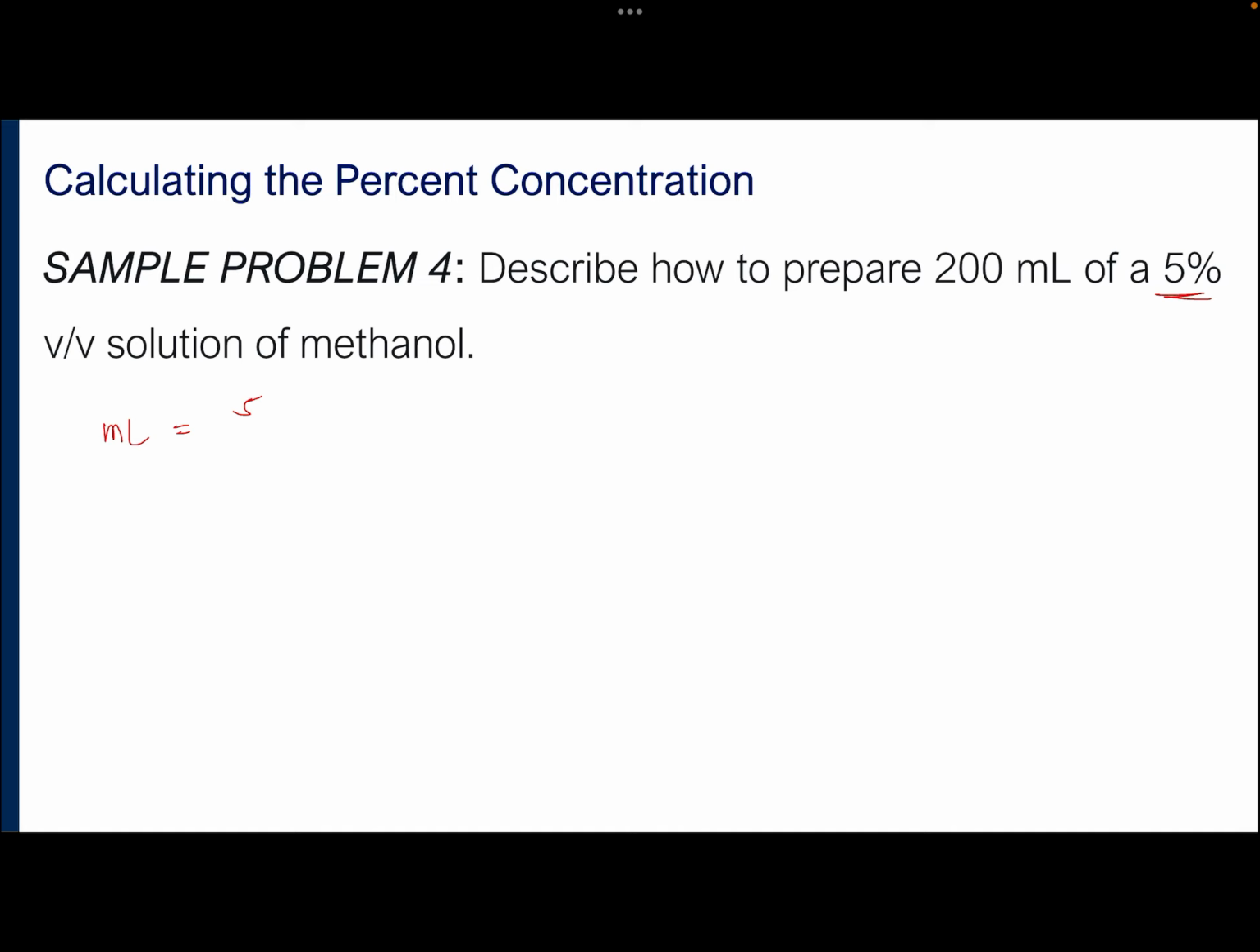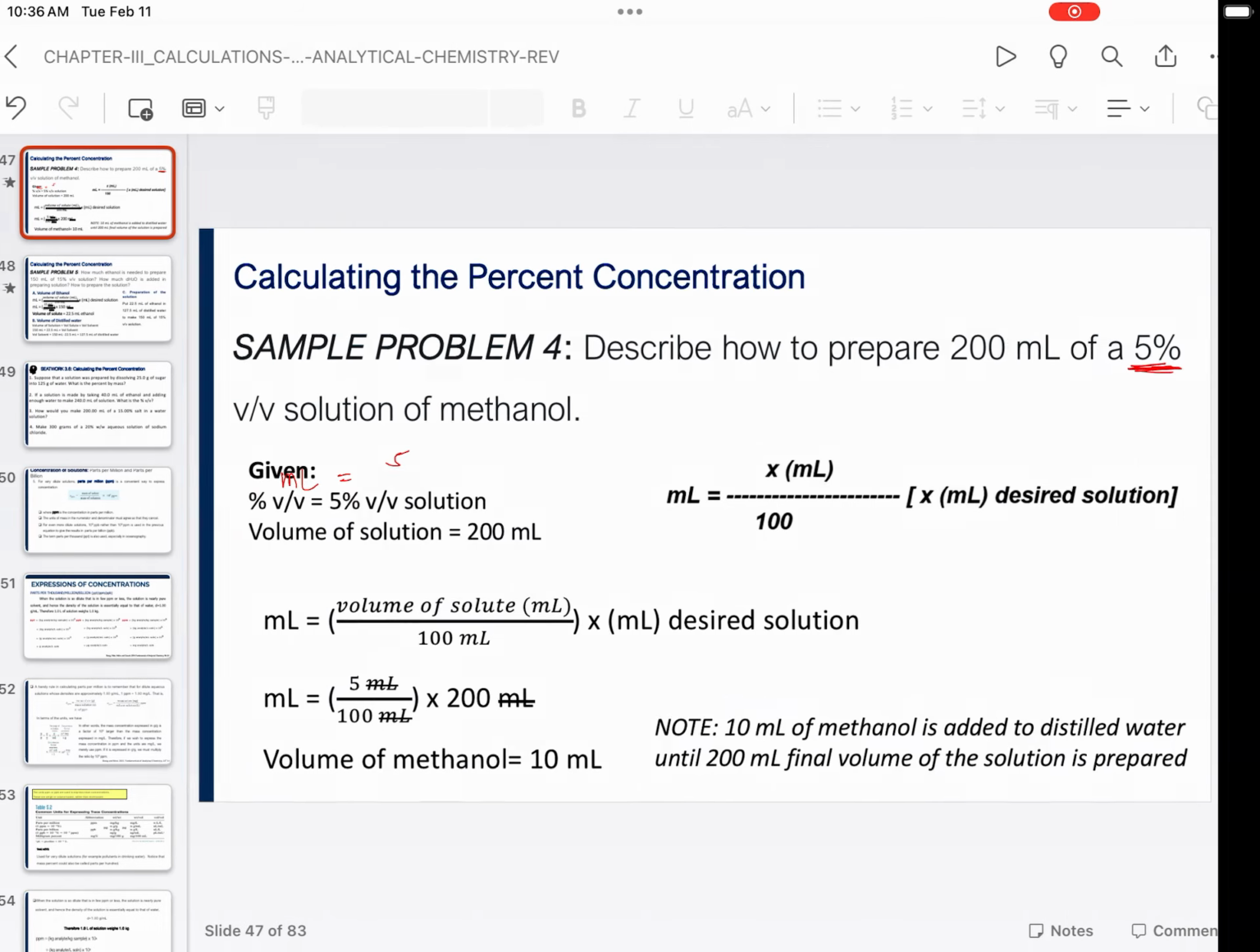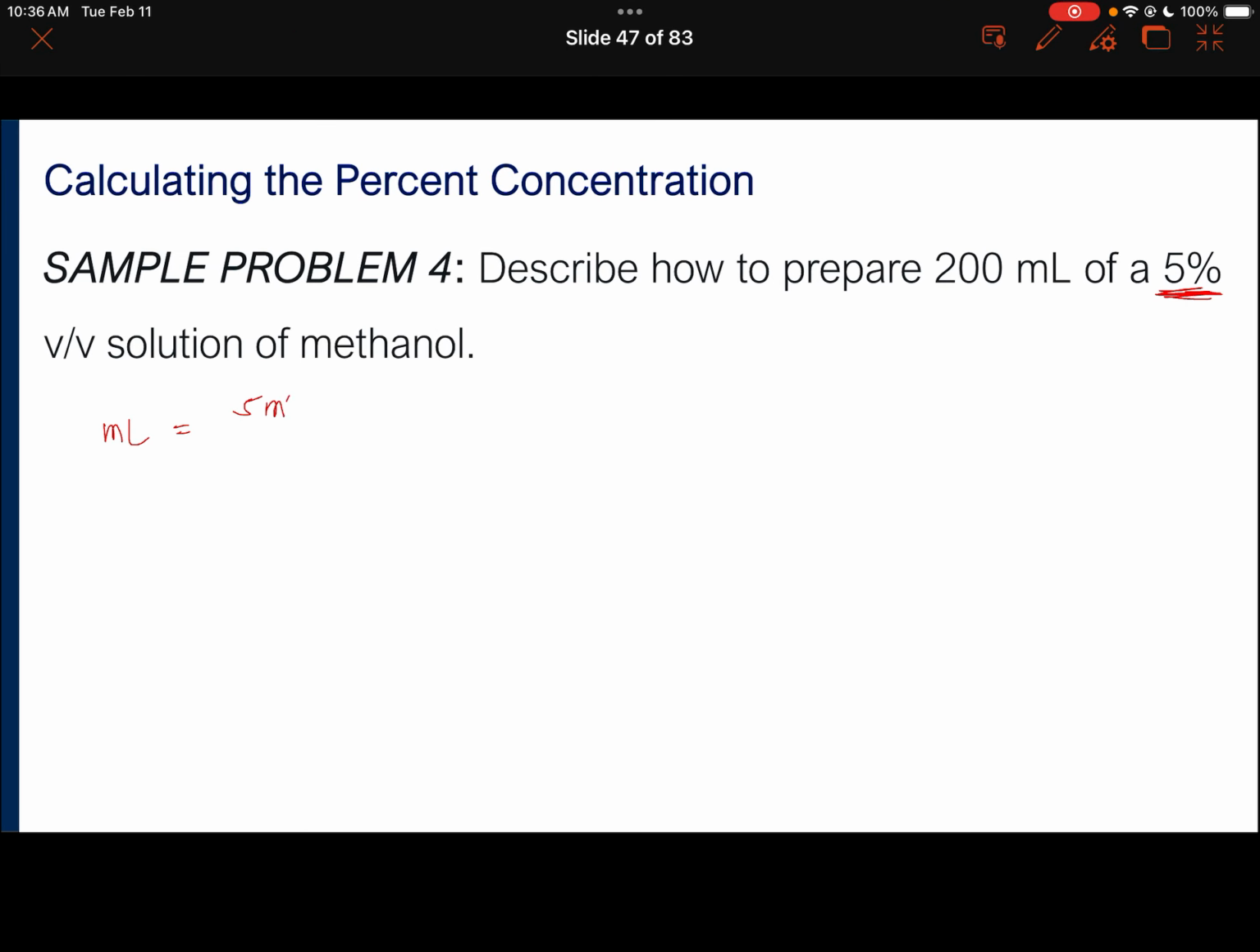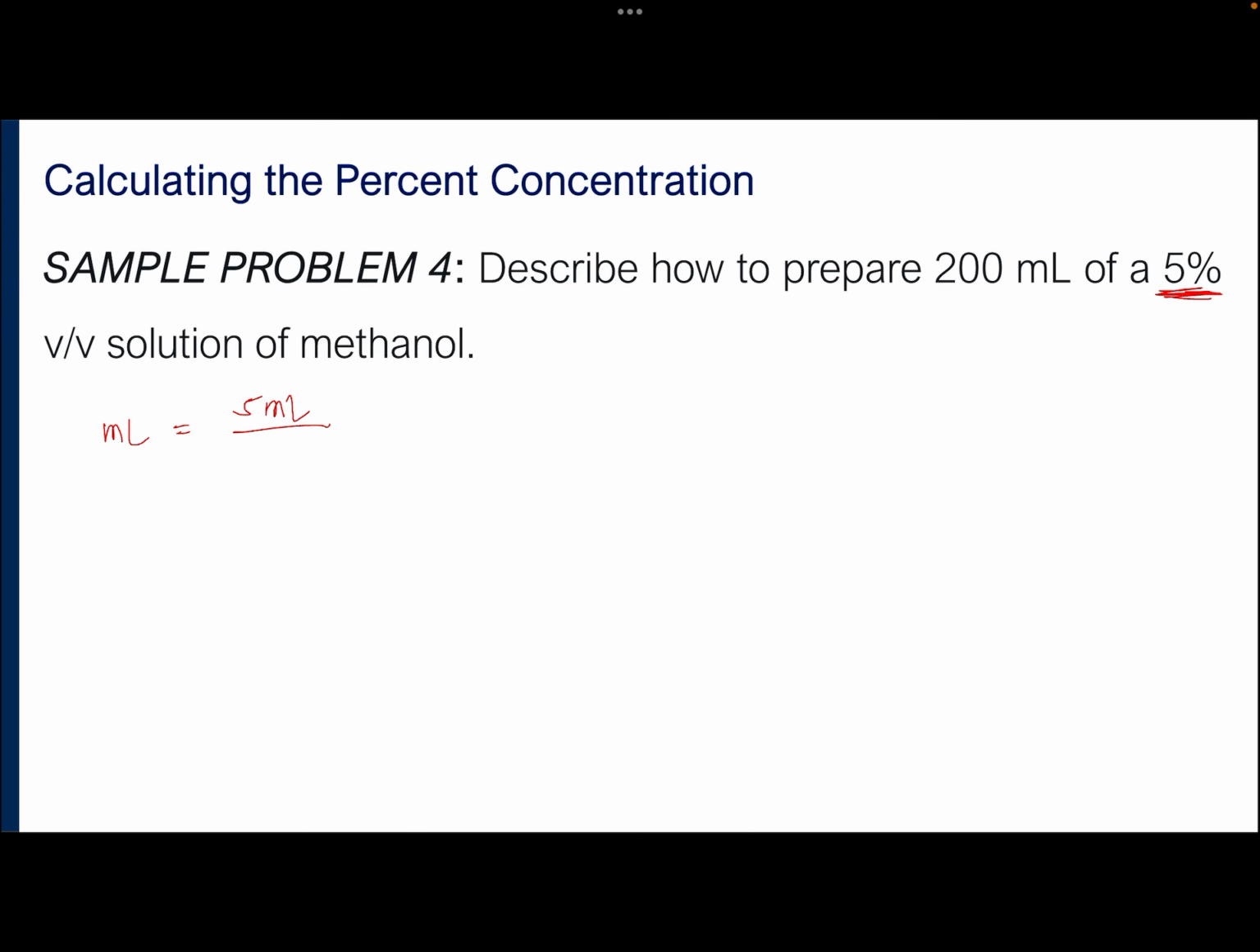So we have 5% in every 100 ml is 5 ml. So 5 ml divided by every 100 ml, times 200 ml. So cancel out. So the methanol we need here is 10. So you need 10 ml to make a 5% solution.